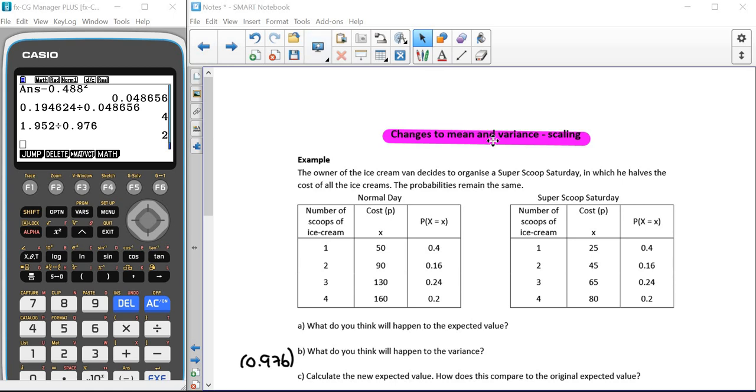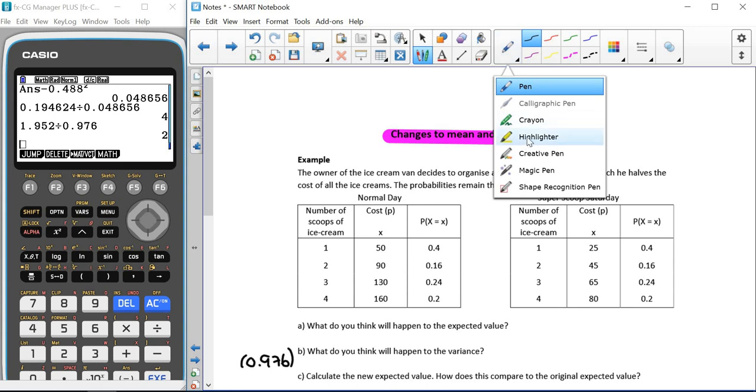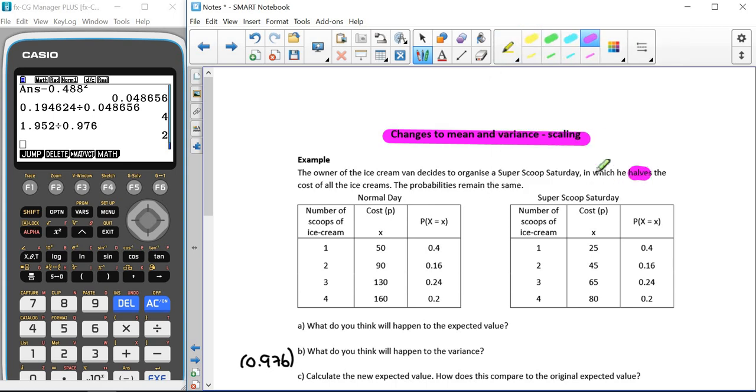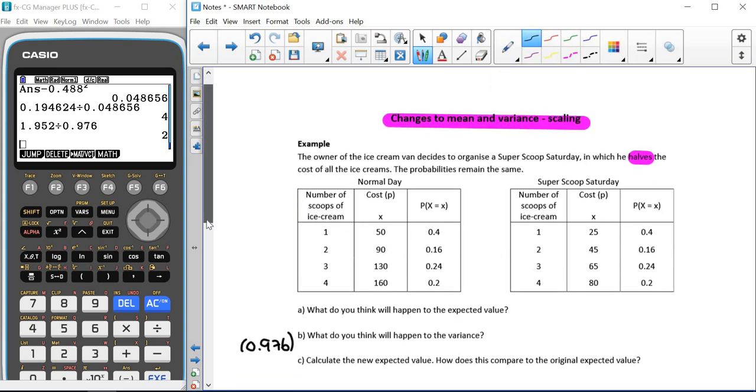So now we're going to have a look at scaling the mean and the variance for a discrete random variable. Here we're back to our ice cream shop, but they're going to start doing a super saving Sunday where all the prices are being halved. So we can see here that instead of 50p it costs 25p for one scoop, instead of 90p it costs 45p, and so on, but the probabilities have stayed the same. So what are we going to expect to happen to the expected value of the cost?